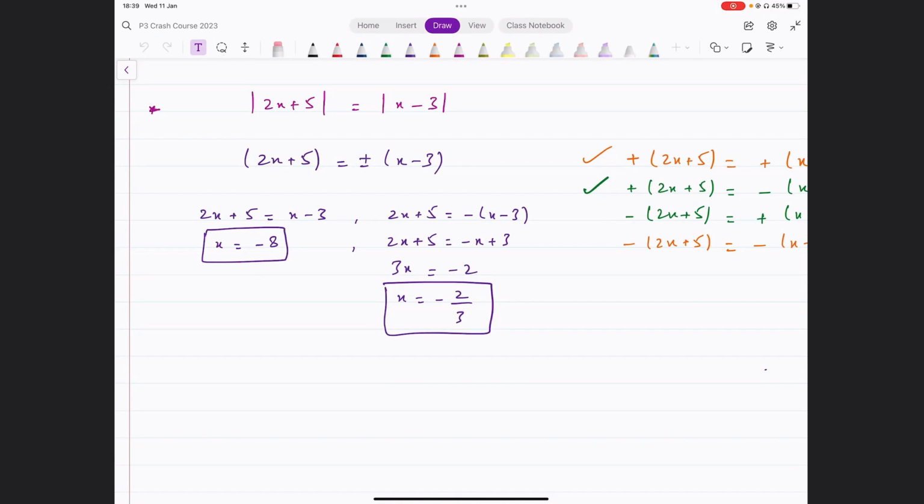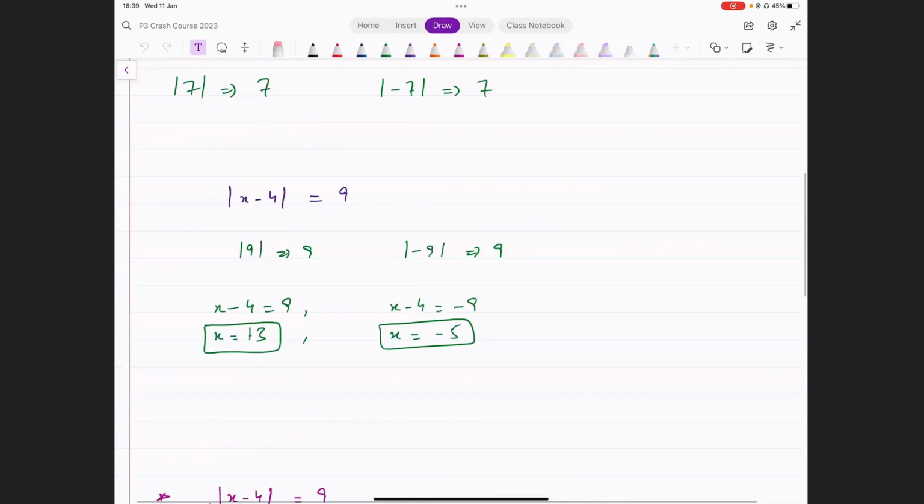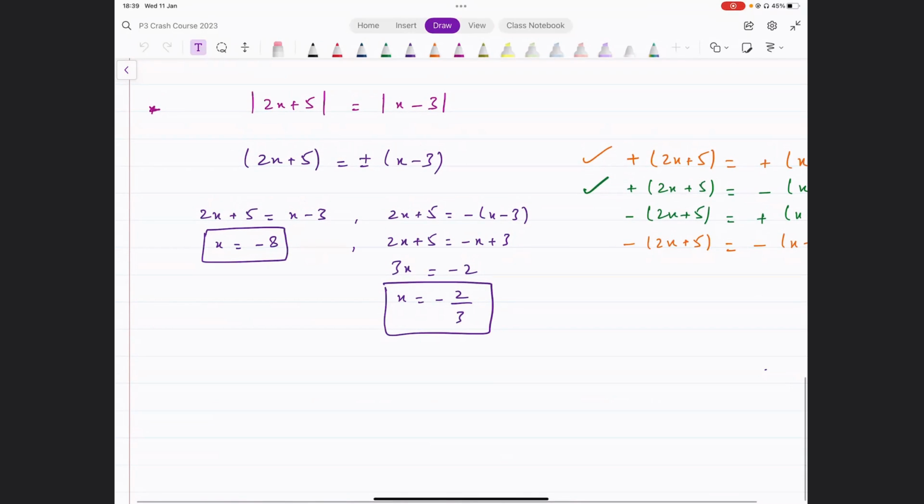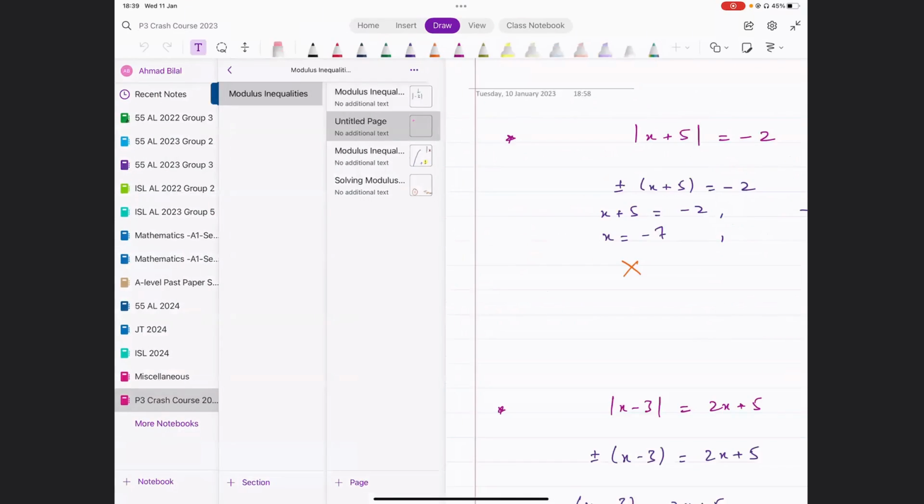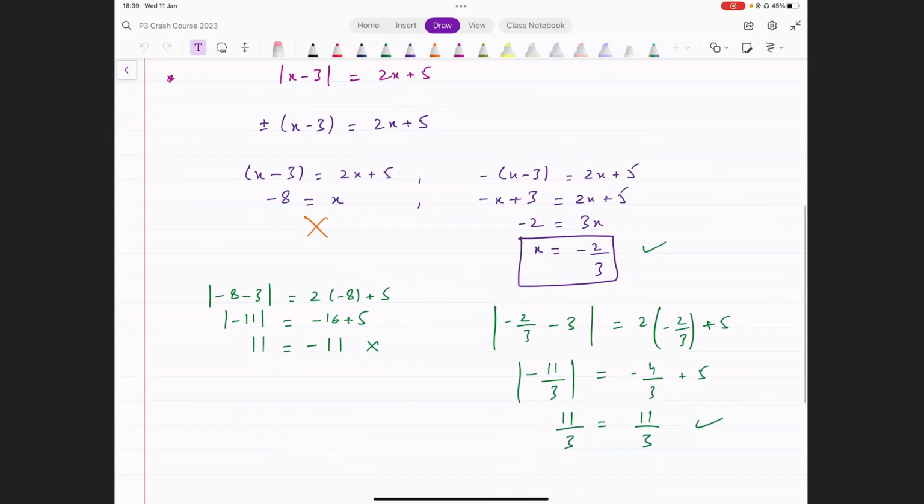It doesn't matter if you have modulus on both sides or you have modulus on one side. All you have to do is just remove the modulus sign and put plus minus. किसी भी एक साइड पे plus minus लगा देंगे, दो equations बनेगी, उनको solve कर लेंगे. ठीक है? लेकिन you have to be a bit careful here.